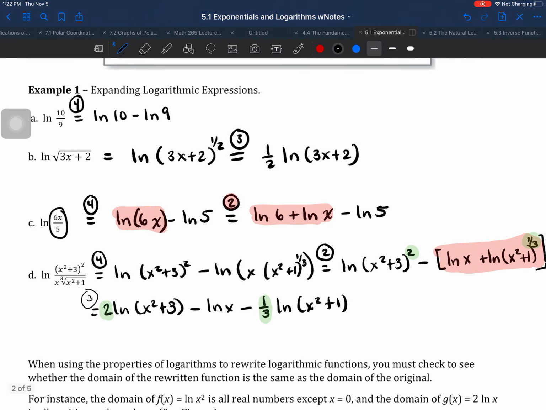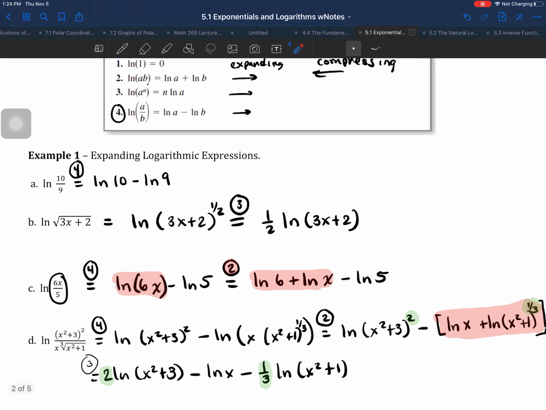So this becomes 2 times natural log of x squared plus 3 minus natural log of x minus 1/3 natural log of x squared plus 1. I want to make note that this 1/3 went to the second natural log, not to the first one. Why? Because this power is from this natural log, so it stays only at this natural log.